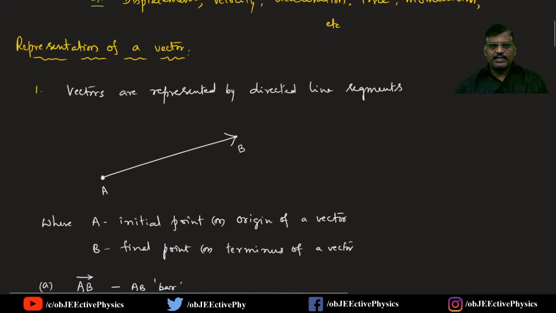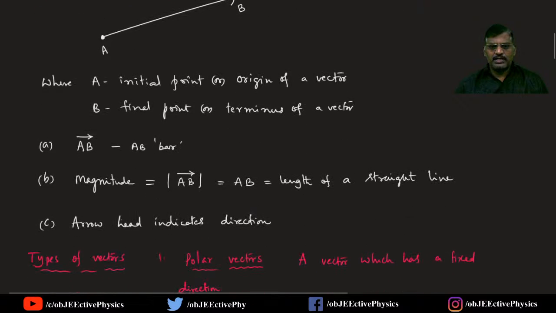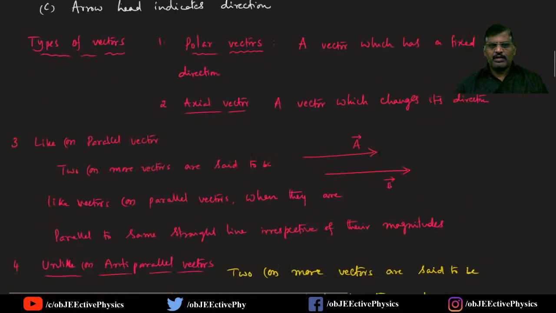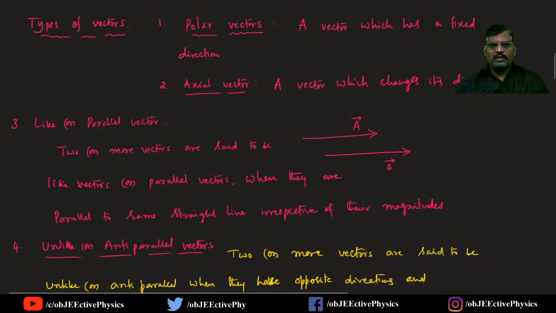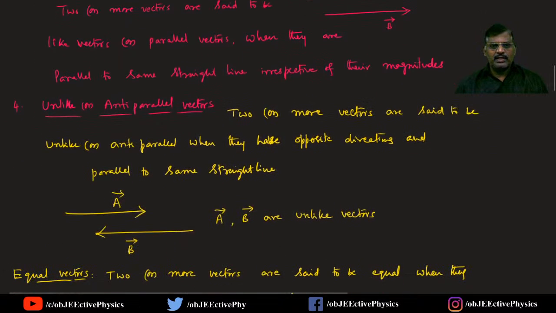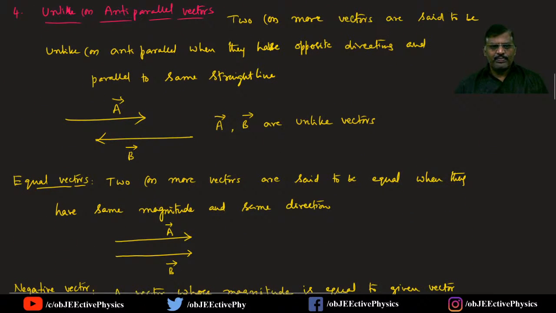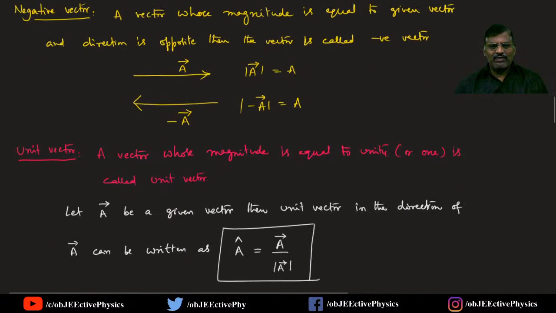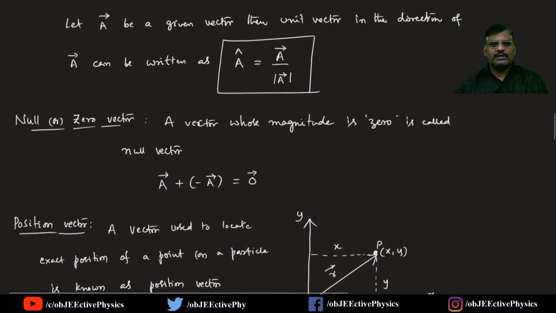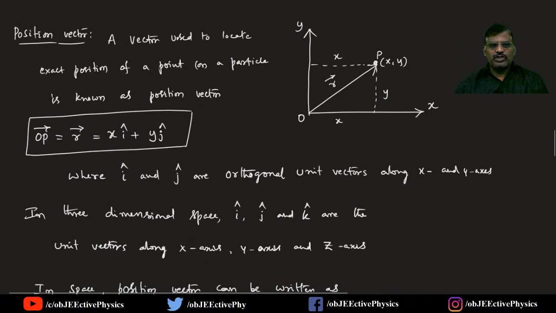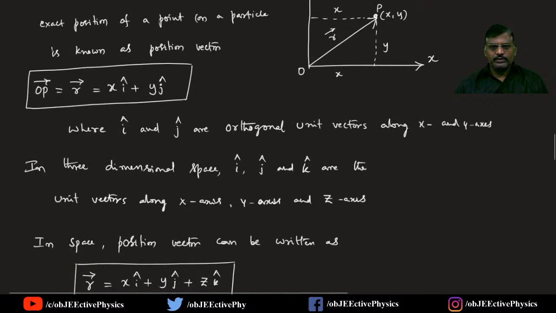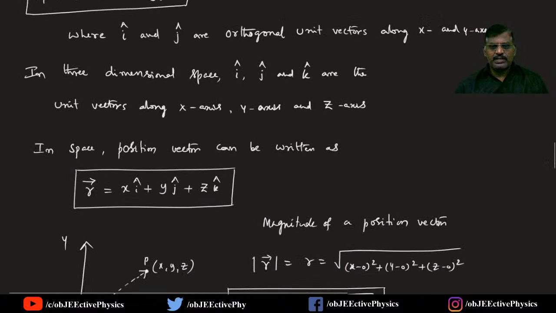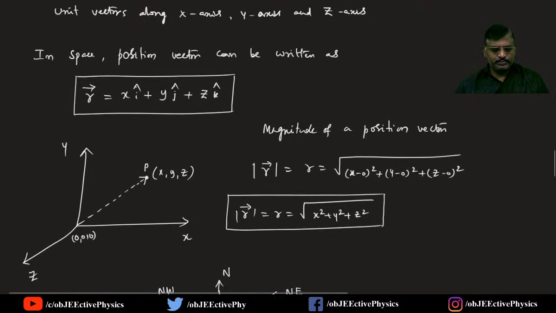So these are the topics we discussed: scalar and vector definitions, then representation of a vector, and types of vectors, polar vectors and axial vectors, examples, and then some types like vectors are parallel vectors, unlike vectors are anti-parallel vectors, equal vectors, then negative vector, unit vector, null vector, and then position vector. So these are the topics we discussed in the previous video.